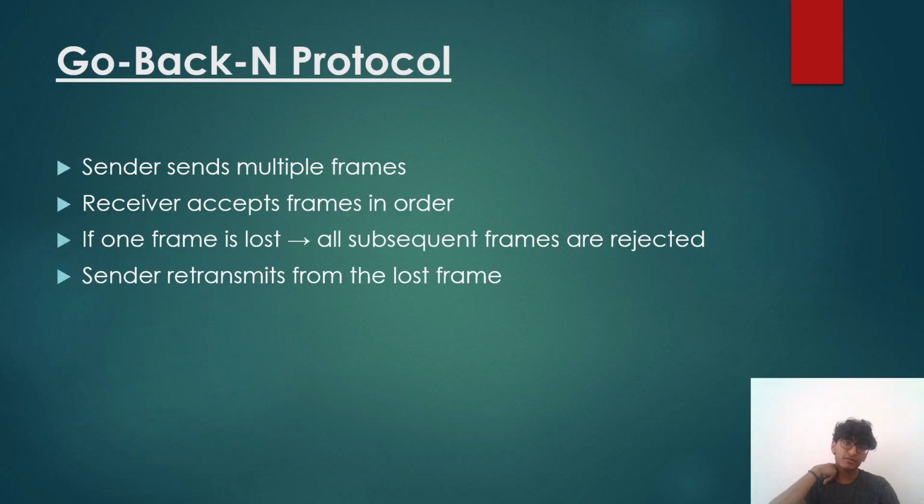Now let's start with the first one, which is the Go-Back-N protocol. Here, the sender sends multiple frames. The receiver accepts frames in order, and if one frame is lost, all subsequent frames are rejected. Suppose we have a window size of 4: frames 1, 2, 3, 4. One gets sent, two gets sent, three gets sent. The acknowledgement for the first comes, but for the second one, the acknowledgement doesn't come. So all the remaining frames, which are 2, 3, 4, get rejected or discarded. And then the sender retransmits all again from the lost frame.